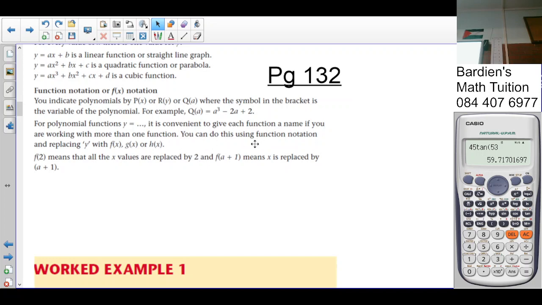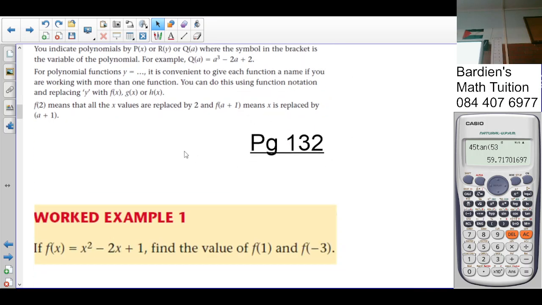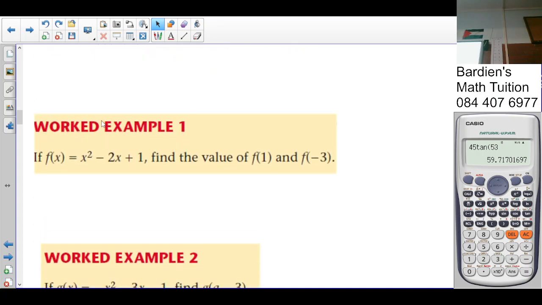You can do this using functional notation, replacing y with f of x, g of x, h of x. Then we are told that f of 2 means that all the x values are replaced with 2. And f of a plus 1 means to say x is replaced by a plus 1. I think we've done something like that in grade 10 already.